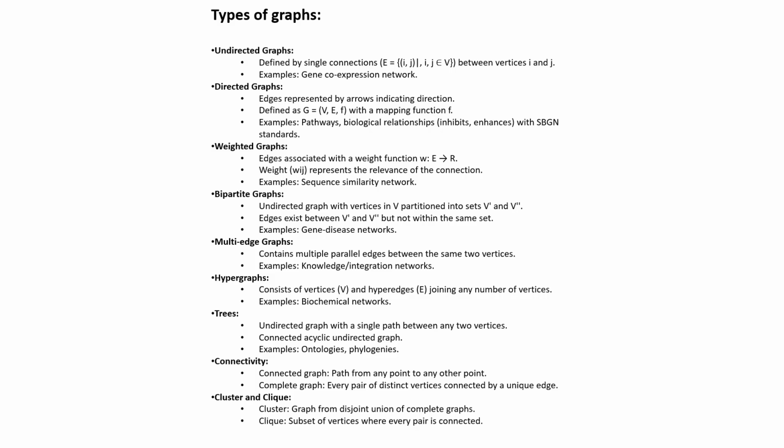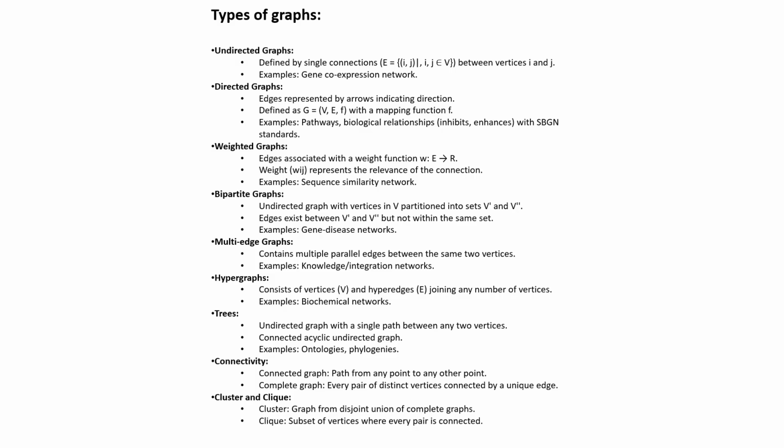An example of that is a gene co-expression network. Basically, a gene co-expression network is an undirected graph. Or more intuitively, you can think of something like LinkedIn as an undirected graph, but Facebook will be a directed graph.